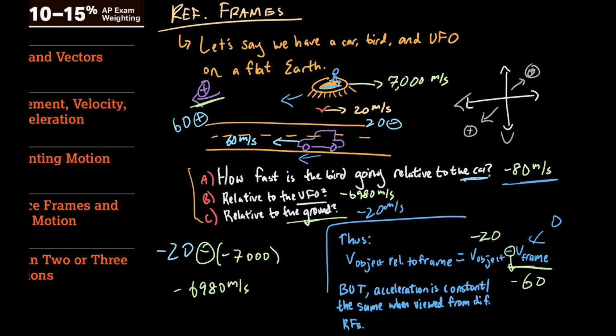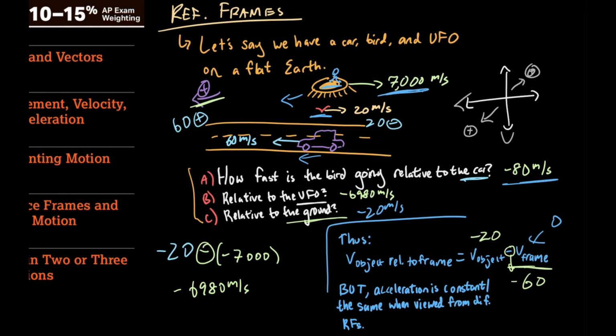Because as a person in the UFO, it seems as if you're standing still. Think about if you're in a car on the highway going 70 miles per hour, it seems as though the ground is almost going beneath you in the reverse direction. That's kind of what's happening here: it looks like the bird is going backwards because of how much faster the UFO is going in comparison to the bird, even though they're still going the same direction.